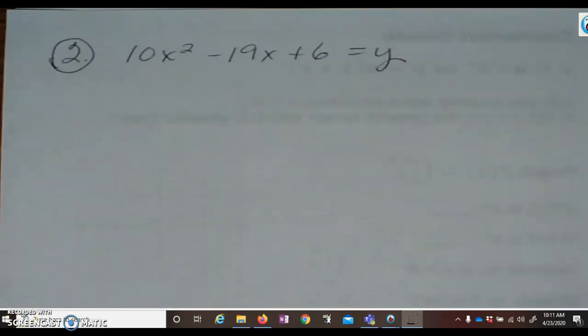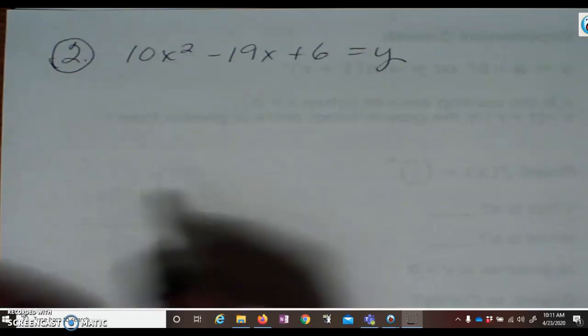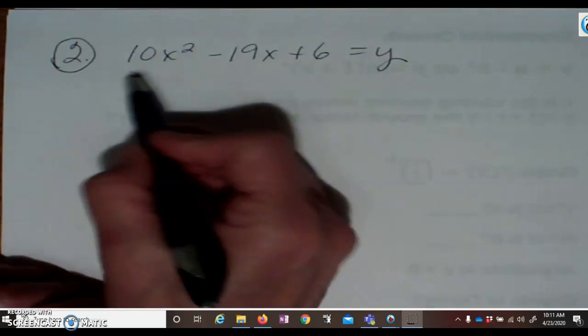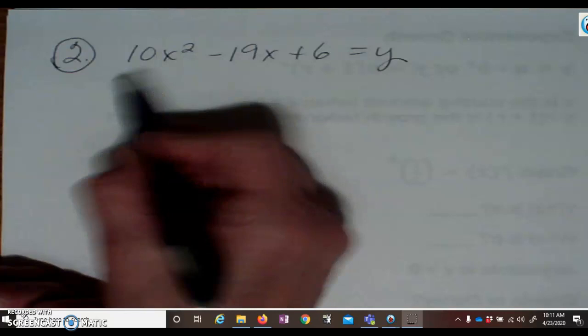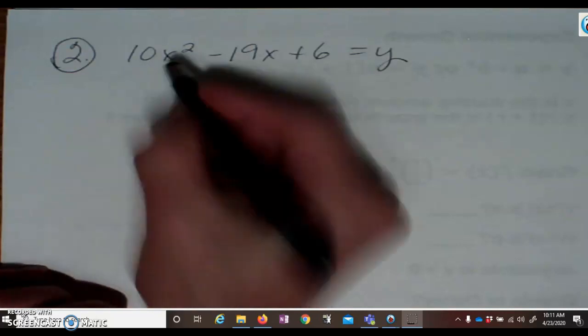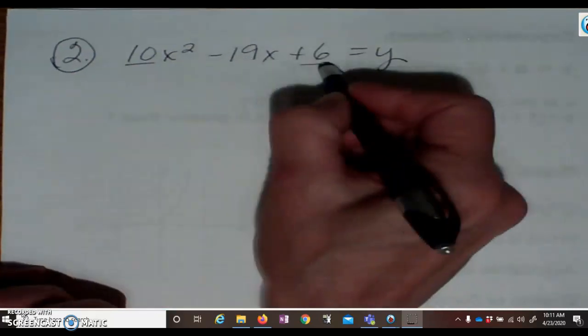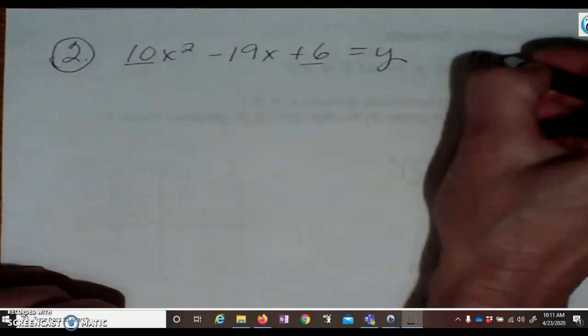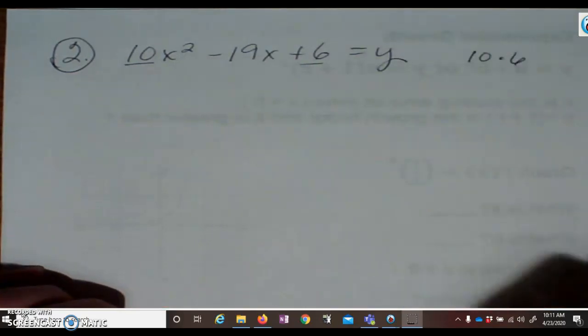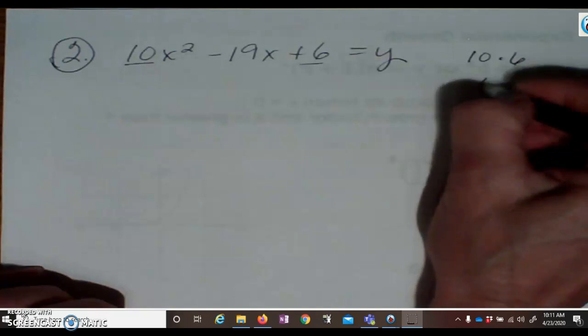Okay, now we're going to solve by factoring, but it's a little bit more complicated. The last one just had an x squared. This one has a 10 as the coefficient of the x squared, a leading coefficient of 10. So same thing. First, I'm going to multiply the 10 times the 6. So I'm going to come over here, 10 times 6. 10 times 6 is 60.